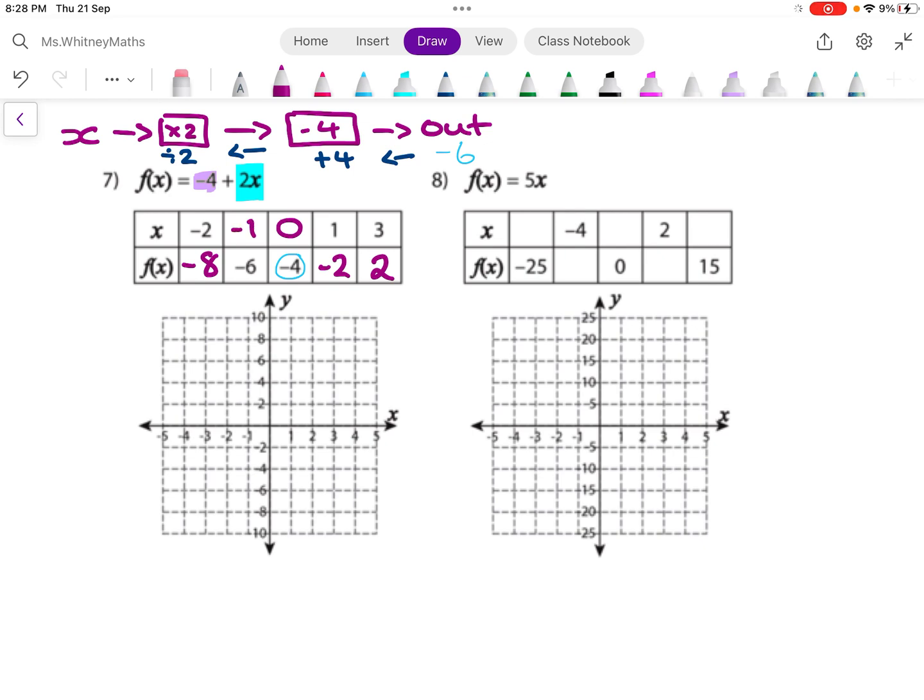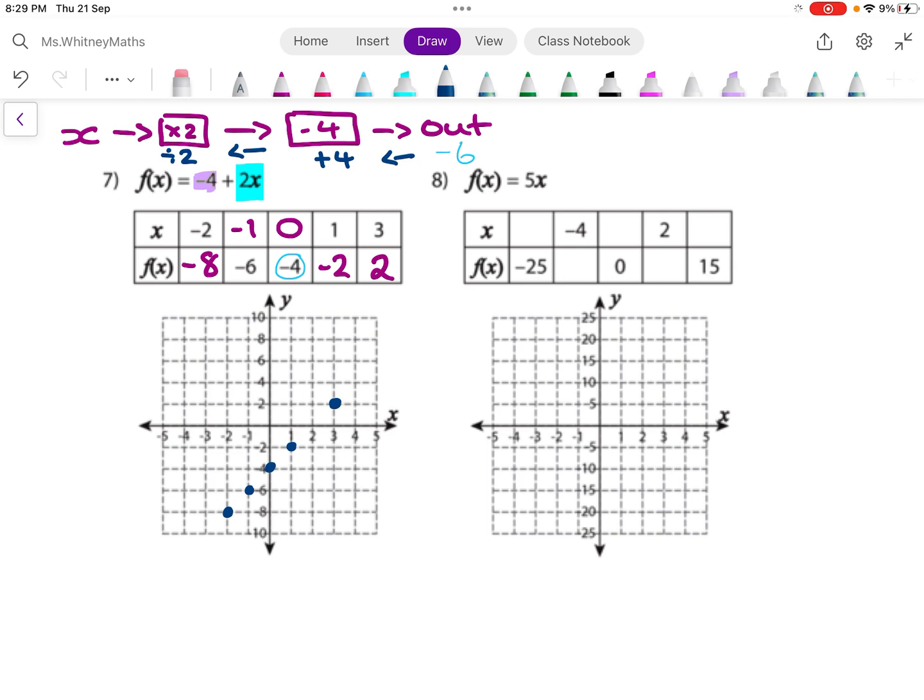Now we're going to plot these points. So negative 2, negative 8 is going to be here. Negative 1, negative 6, 0, negative 4, 1, negative 2, and 3, 2. So these are the 5 points that we know that function exists at because we haven't been given any more information.